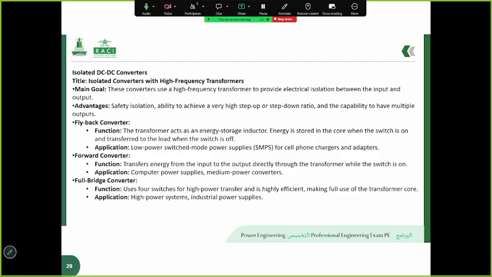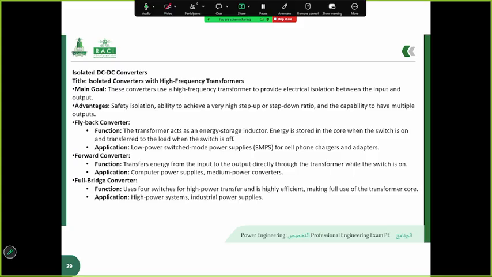So we have isolated DC converters, a class of power converters that use a high frequency transformer to provide galvanic isolation between the input and output stages. This isolation is crucial for safety, protecting the user and sensitive electronics from high voltages on the primary side. It also allows for the easy generation of multiple different voltage outputs.